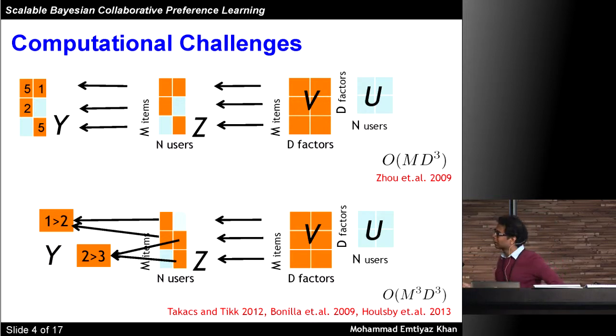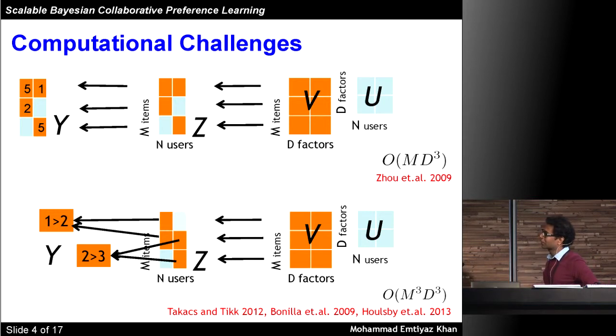In the case of explicit ratings, the problem is simpler because every row of the V matrix only depends on the corresponding row of the data matrix. I've indicated this with these lines here. The consequence of this is that all the rows of the V matrix can be estimated in parallel. So you get an algorithm that is linear in M, and for each row you have to solve a system of size D, so you get this D cubed. This is quite good.